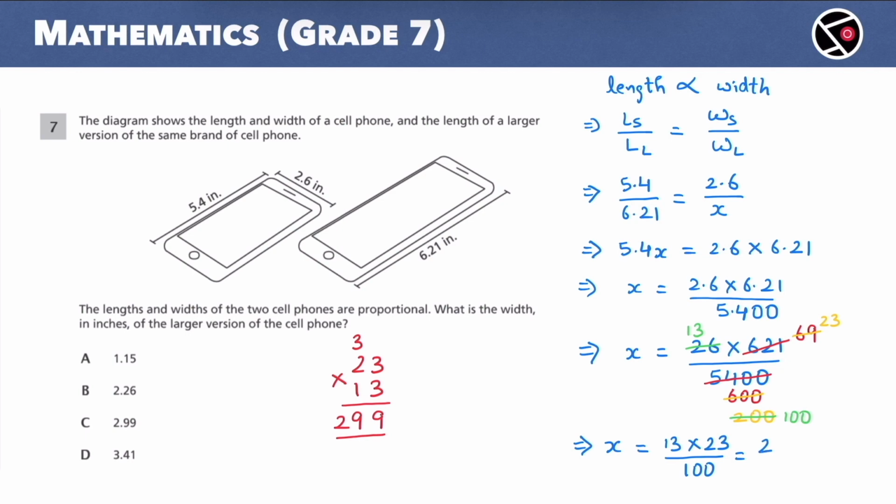We have 299 divided by 100. This equals 2.99 inches. C is the correct choice.